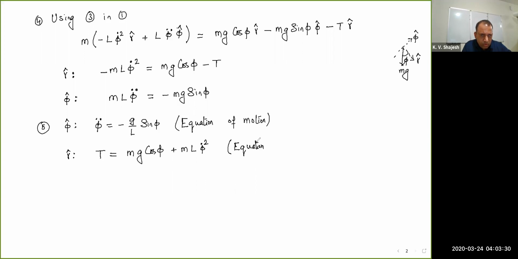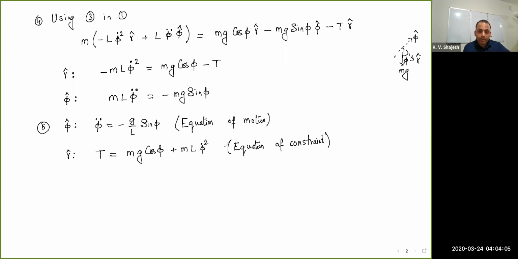There is no information about motion here, so this is the equation of constraint. This makes sure that Newton's law is satisfied in the r hat direction. And that's the two pieces of information. And we would like to have these two pieces of information from the Lagrangian concept also.